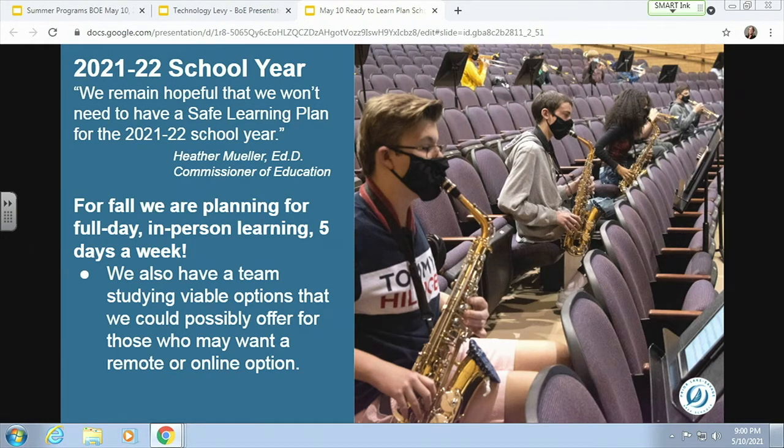At the top, you can see a quote from our Commissioner of Education, Dr. Heather Mueller, who said, "We remain hopeful that we won't need a safe learning plan for the 2021-2022 school year." With that, we are planning right now for 5 days a week, full day in-person learning at all of our buildings next year. That said, we are continuing to look at options, knowing that some families may want to explore online options. We have a committee looking at what viable possibilities there might be for those families, and we'll continue to share updates as they come ready.